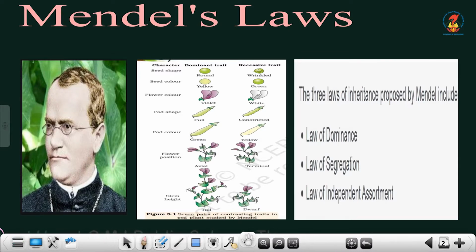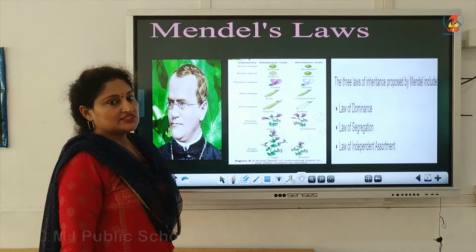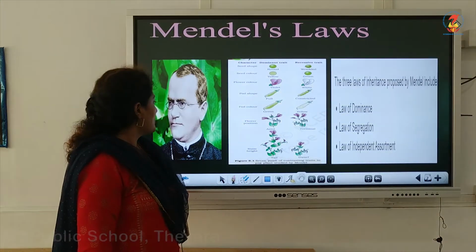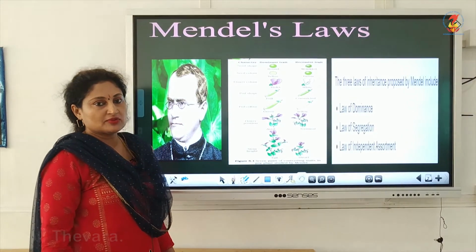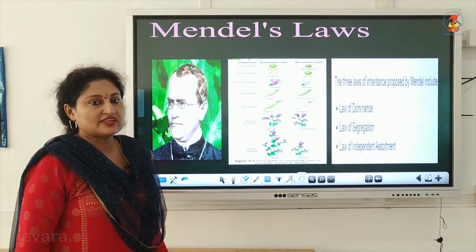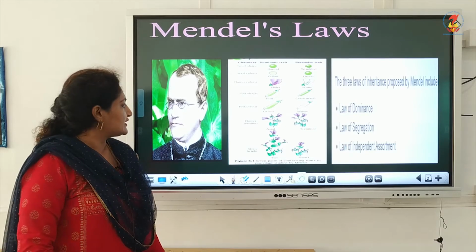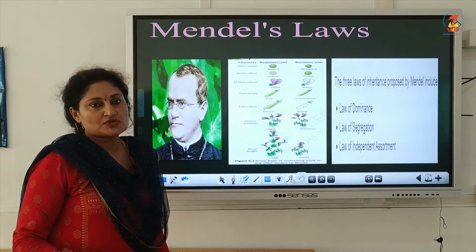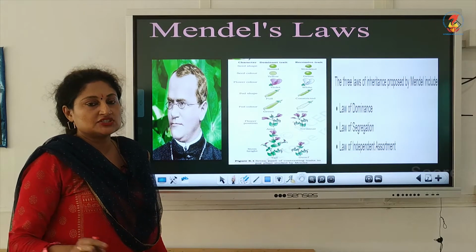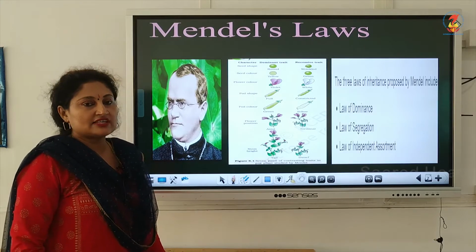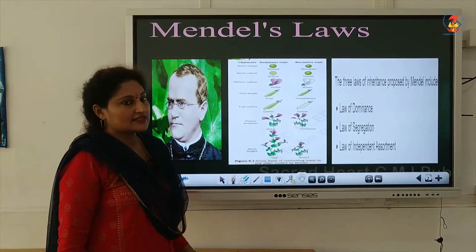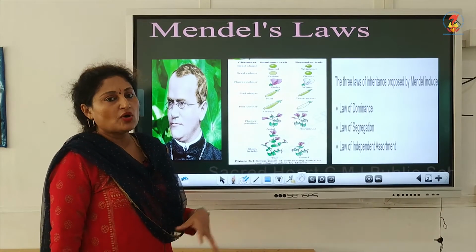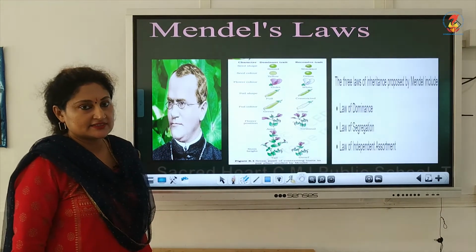He was an Austrian monk born in 1822 to peasant parents in Austria. He was very poor. He joined the monastery and he was serving as a teacher, and during his free time he used to conduct experiments on garden pea in the kitchen courtyard, and for nearly 7 years he was experimenting on this garden pea, and he came out with the laws of inheritance.